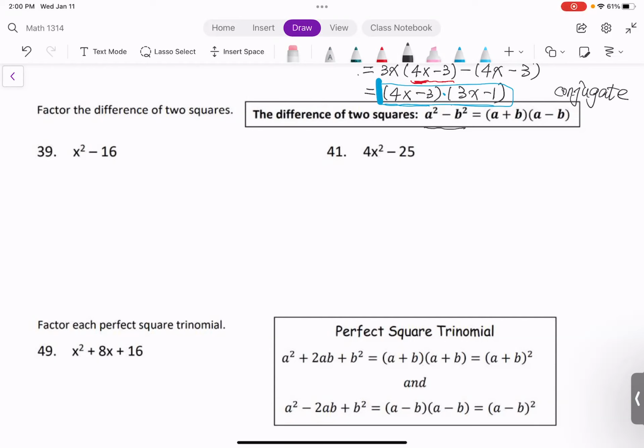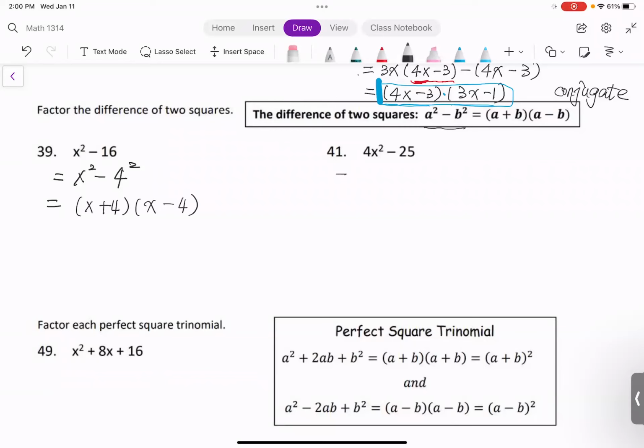x squared minus 16. Can we use the conjugate formula? Yes, because the first term is something squared, and the second term 16 is also something squared. x squared minus 4 squared. So A is x, B is 4. So this one equals x plus 4 times x minus 4.